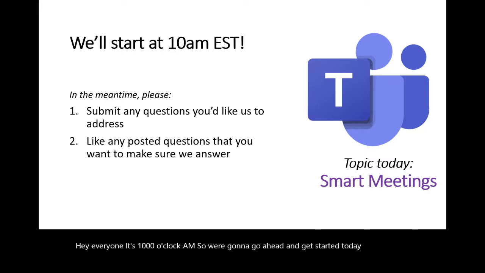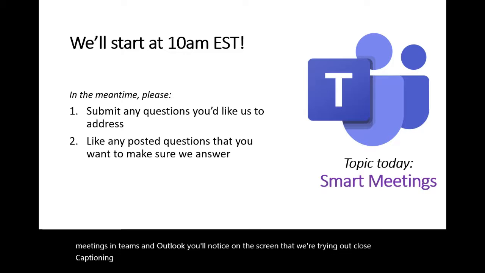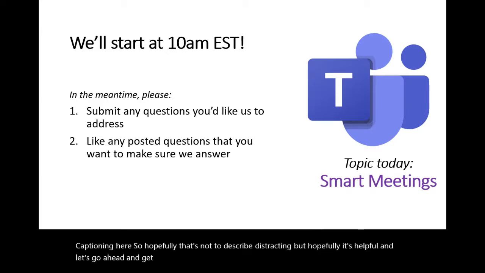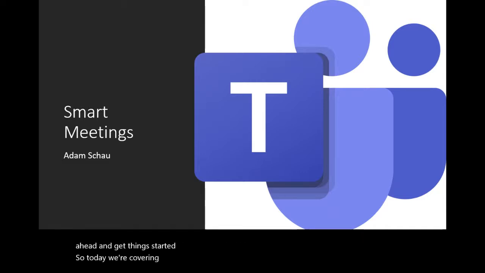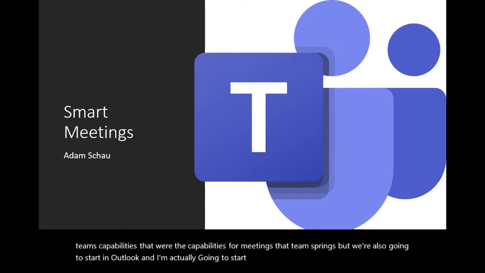Welcome. Today's topic is going to be covering meetings and how to do meetings, everything around meetings in Teams and Outlook. You'll notice on the screen that we're trying out closed captioning here, so hopefully that's not too distracting, but hopefully it's helpful. Let's go ahead and get things started. So today we're covering smart meetings in both Teams and Outlook. The focus will be on really the capabilities for meetings that Teams brings. But we're also going to start in Outlook, and I'm actually going to start the conversation there today.